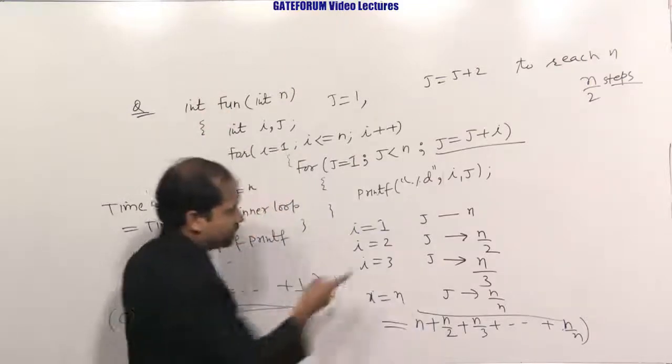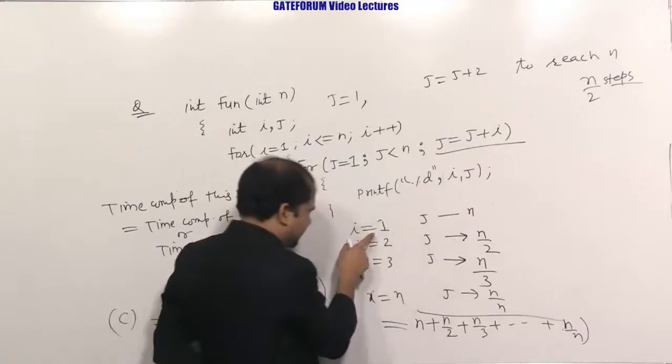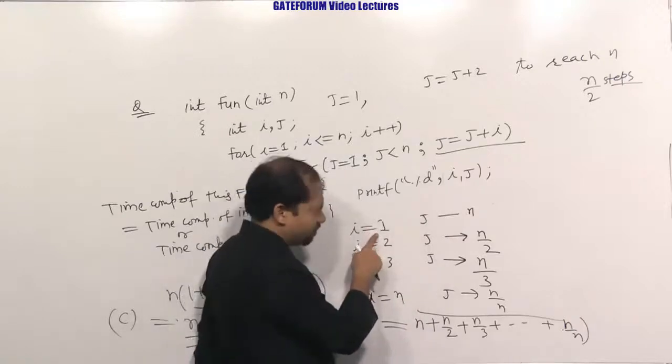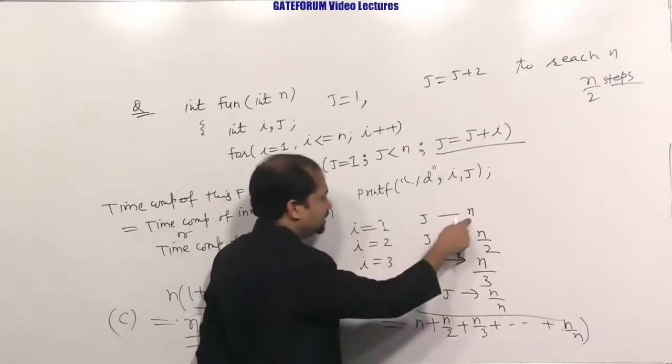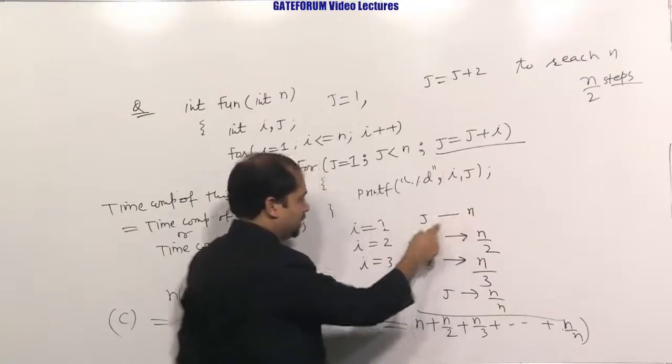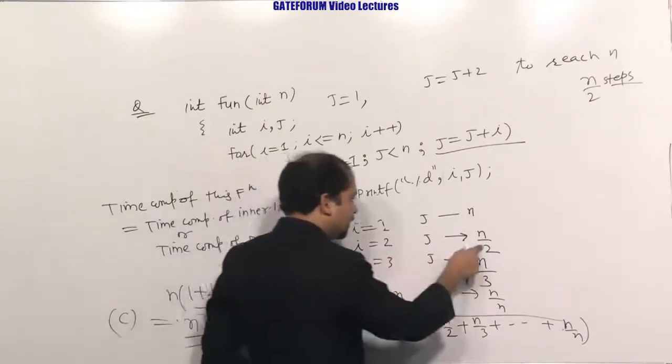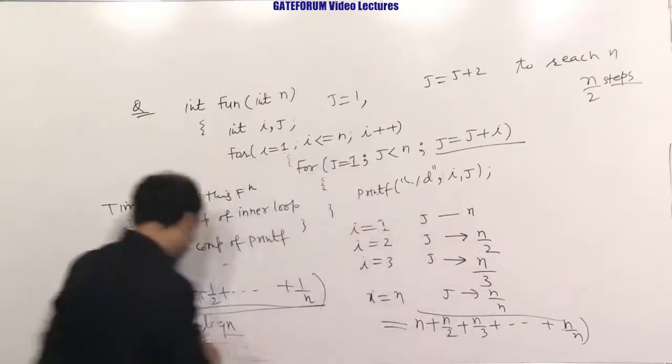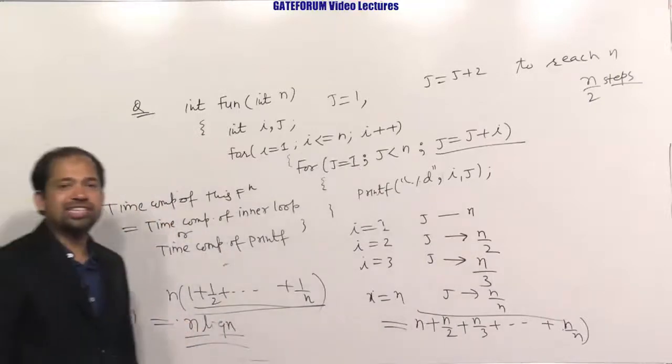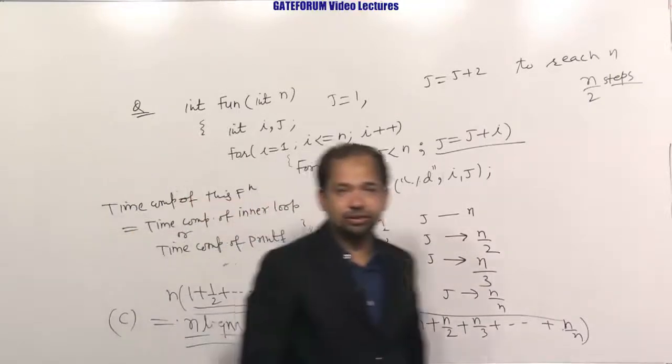So like this, the first time the outer loop runs for 1, the inner loop will run for this; if the outer loop is 2, this will run for this. If you sum it up, it is going to be n log n. So the answer is C, and this is the end of the question.